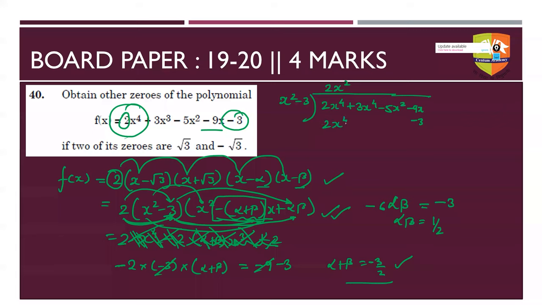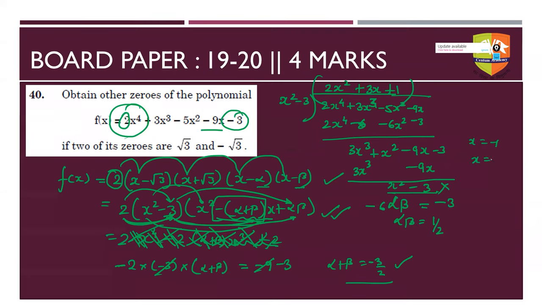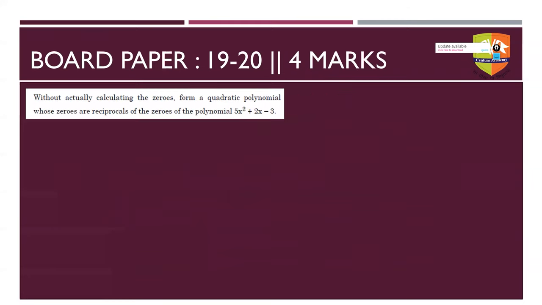So 2x square, so 2x to the power 4, minus 3 to the 6. Sorry, this is 3, no? Not 3. So 3 to the 6x squared. It will be minus 6x squared here. Correct. Now subtract. You will get 3x cubed. Then this is minus 5 plus 6, so x squared. Minus 9x minus 3. Then again, plus 3x. So 3x cubed. And minus 3, 3 is a 9x. Right? So you'll be left with x square minus 3. So it will be simply 1. And hence gone. Right? So this is 2x square plus 3x plus 1. Then you factorize this. You will get x equals to minus 1, x equals to minus half. Good.